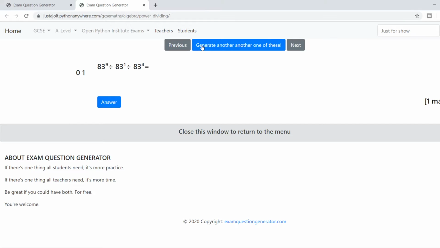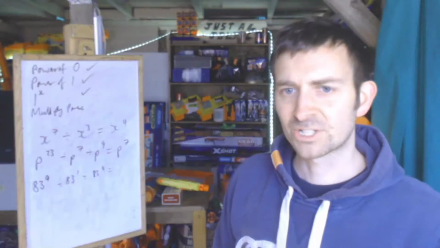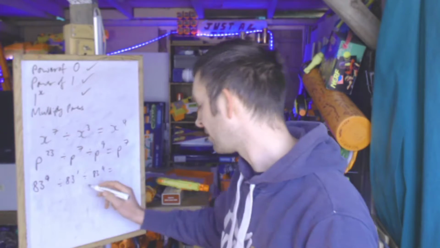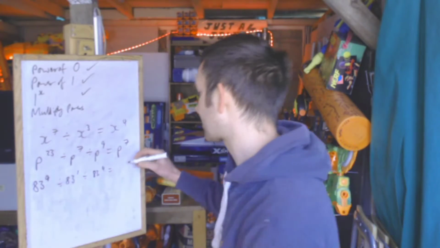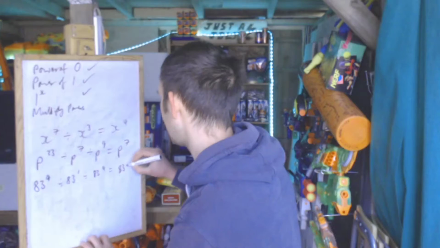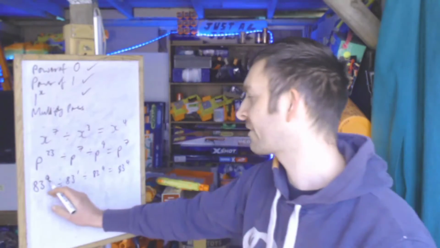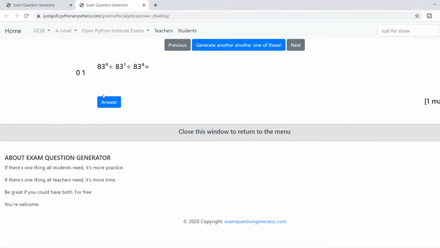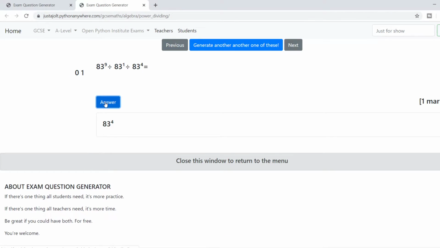Let's have 83 to the power of 9 divided by 83 to the power of 1, divided by 83 to the power of 4. That's definitely a 9 there. So again, we can do this very, very quickly now. 9 minus 1 minus 4 is going to be 83 to the power of 4. All I've done there is 9 minus 1 minus 4 leaves 4. So let's check that quickly on the website just to make sure. And you've got 83 to the power of 4.